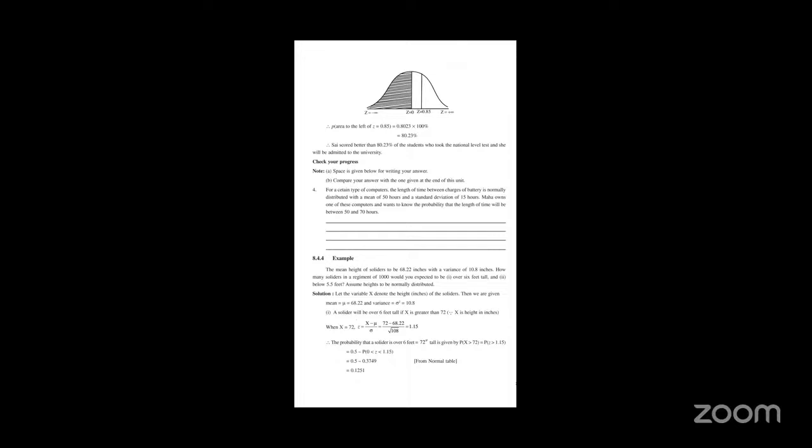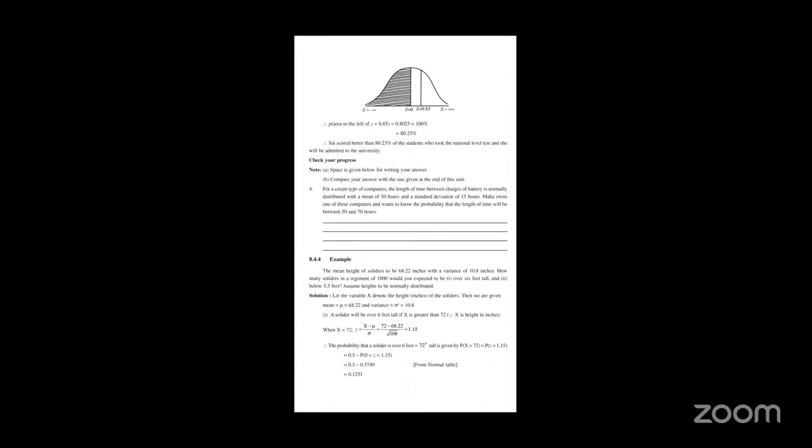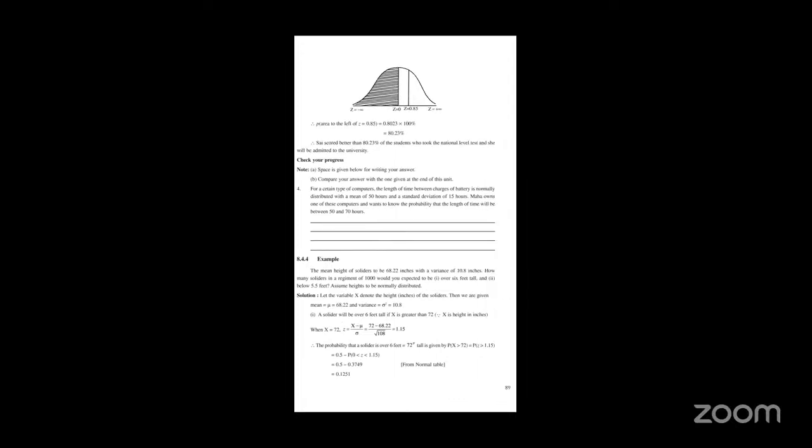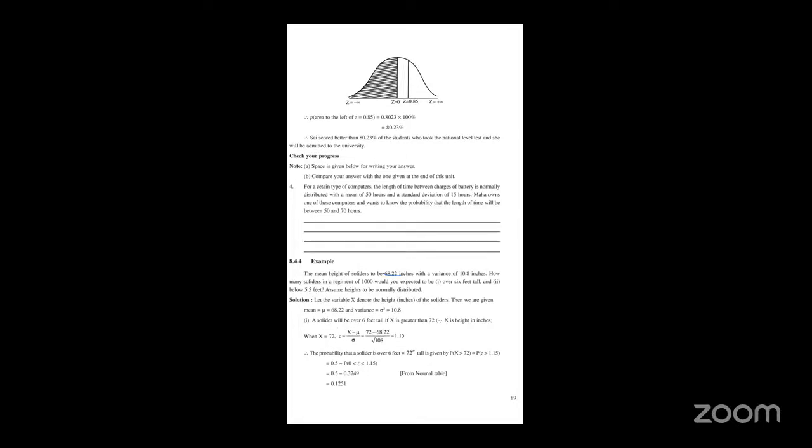So next, coming to the fourth question: the mean height of the soldiers is 68.22 inches with a variance of 0.8. They did not give the standard deviation, so they gave 0.8, and we need to find the root of 0.8. How many soldiers of the regiment of 1,000 would be expected to be over 6 feet tall and below 5.5 feet?